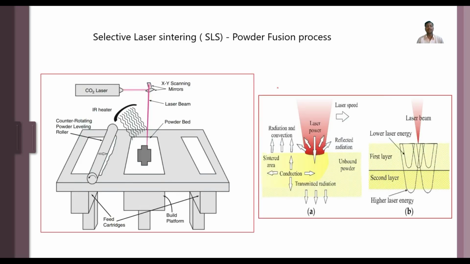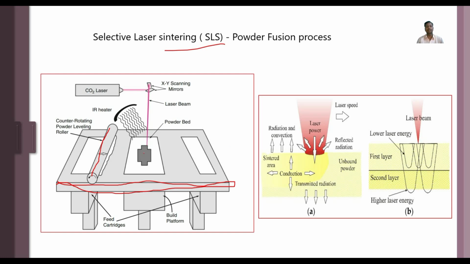After SLA, there is another technology that is SLS based, also a powder fusion process where the material gets fused. You can see here they discussed in the second slide. This is the bed, where the counter-rotating powder leveling roller will rotate from left to right, right to left.